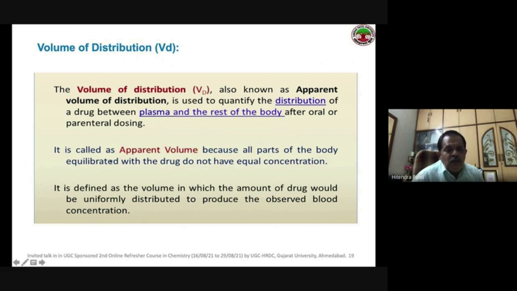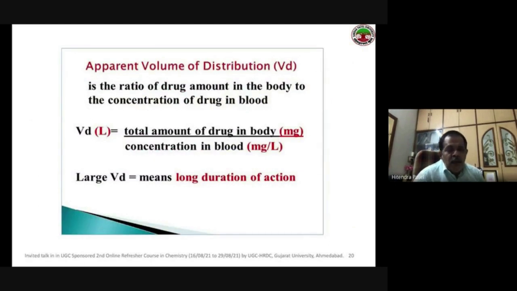It is also called the apparent volume because all parts of the body equilibrated with the drug do not have equal concentration. So the apparent volume of drug distribution is defined as the volume in which the amount of drug would be uniformly distributed to produce the observed blood concentration. So we have to observe the blood concentration in the whole body. So for apparent volume of drug distribution, you can see the small formula shown here.